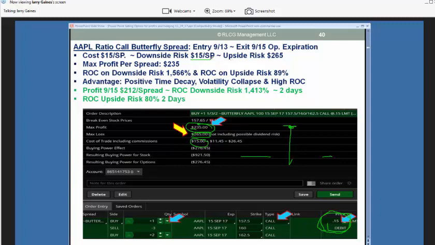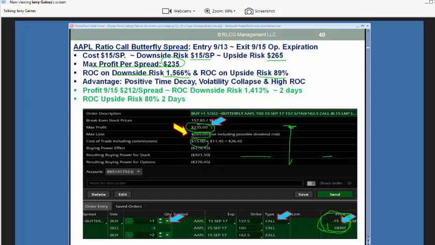Now, the cost was 15, so that would be the risk to the downside. The upside risk is 265. Theoretically, you could make $235 profit. So if you look at the return, it's huge. The return on this, if you look at the downside risk of 15, would be over 1,566% return on your capital on the downside risk. The upside risk would be a return of 89%, still not bad.